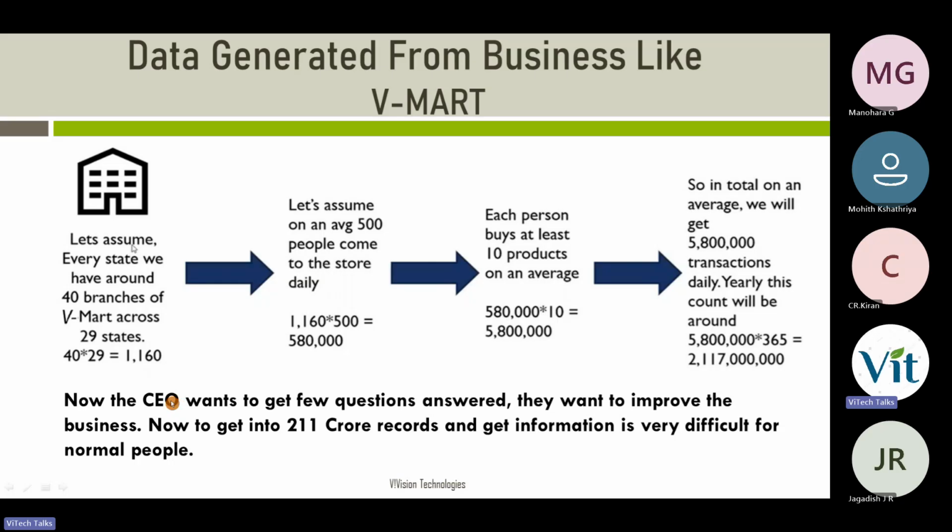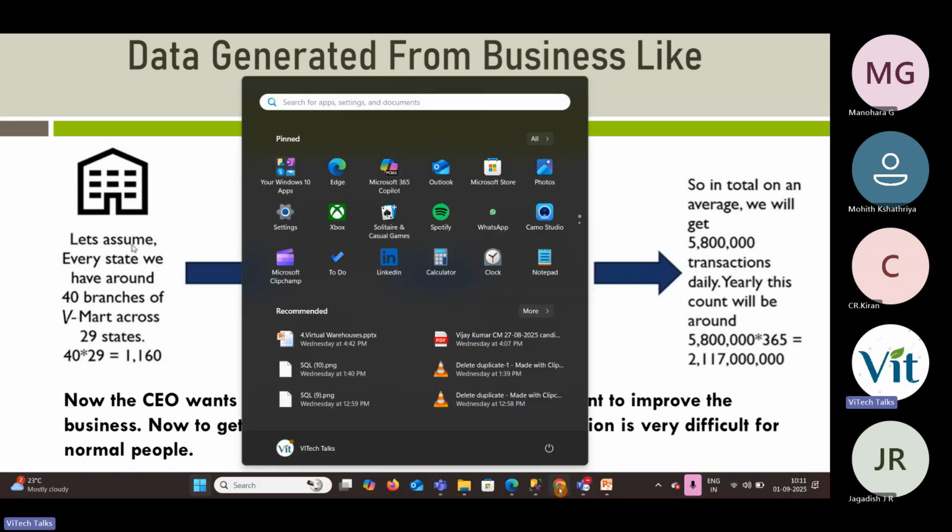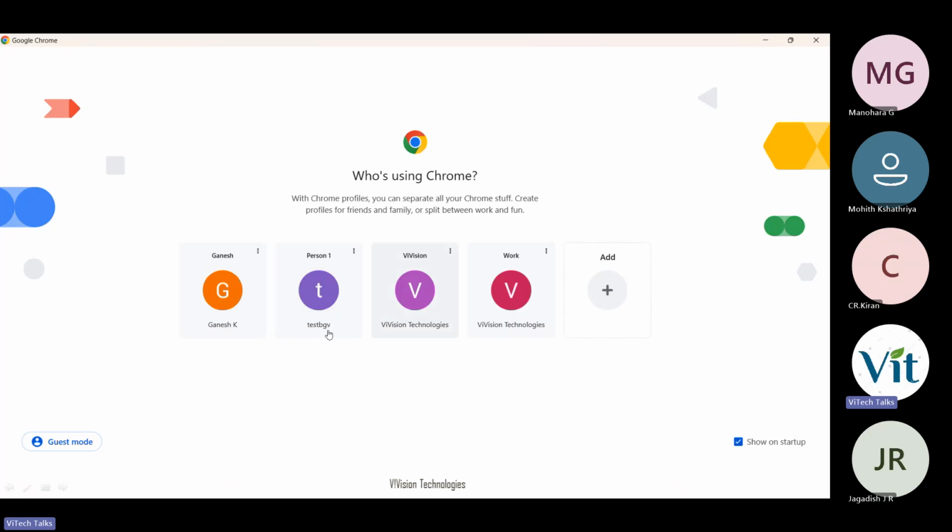Now the CEO wants a few questions to be answered, because they want to improve their business. Across 2 crore records, it is very difficult to understand. So that is the reason we need to show those values in a visualization, in graphs. I'll show you graphs.